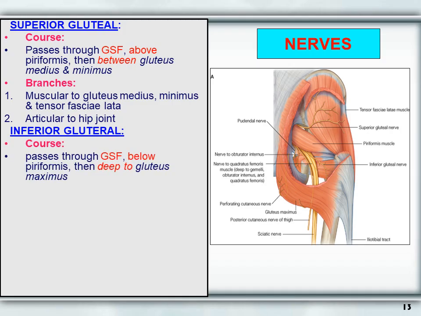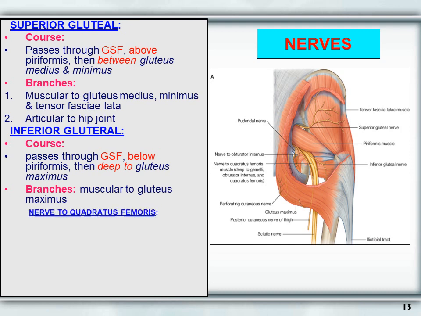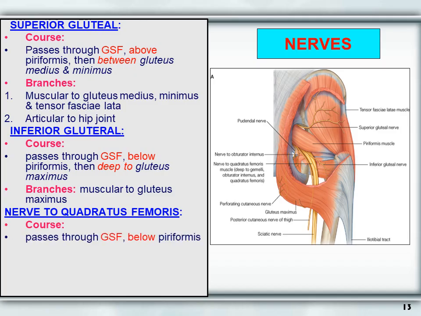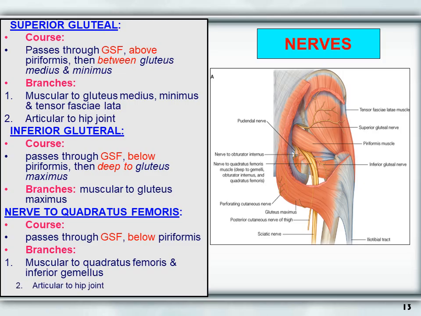The inferior gluteal nerve passes through the greater sciatic foramen below the piriformis, then deep to the gluteus maximus. The branches are muscular to gluteus maximus. The nerve to quadriceps femoris also passes through the greater sciatic foramen below the piriformis. Its branches are muscular to quadriceps femoris and articular to the hip joint. These three nerves, the superior gluteal nerve, inferior gluteal nerve and nerve to quadriceps femoris, pass through the greater sciatic foramen.